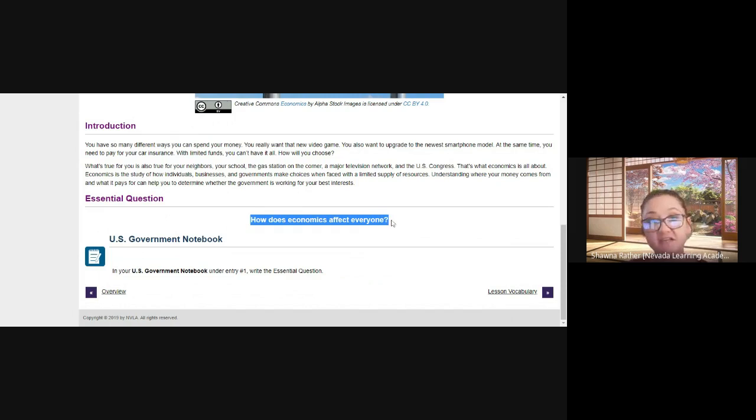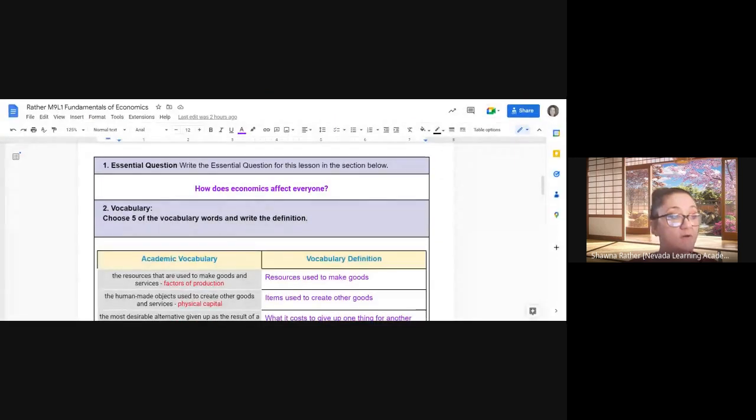So the first question on every single notebook is the essential question. So you highlight this and you push Control-C, copy. And then we come to our notebook. And in question 1, we put Control-V, paste. Okay. So you're going to copy the essential question and then paste it into question number 1 in your notebook. And I've also added it to the chat to help some of you guys out. All right. Simple and easy, right?